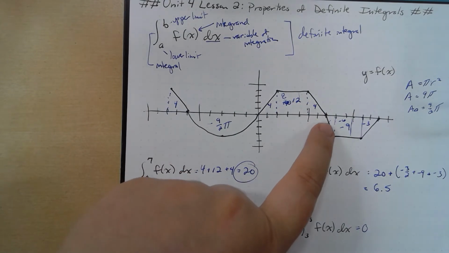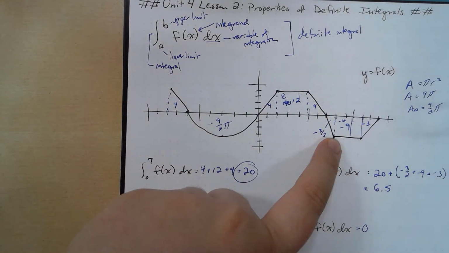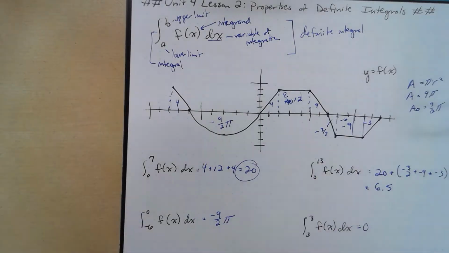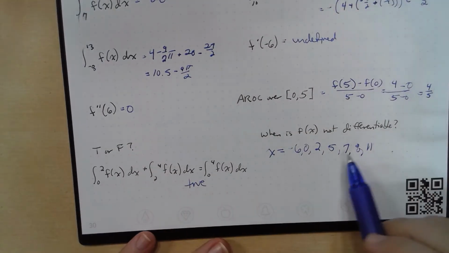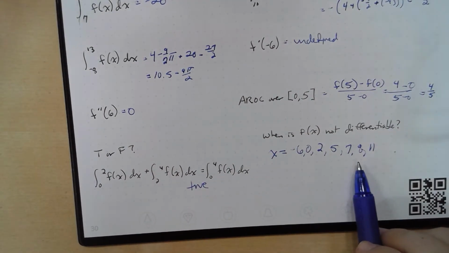Right? 5, yep, 7. It's not differentiable at 8. And it's not differentiable at 11. A lot of places it's not differentiable. Why? Because there's cusps there.